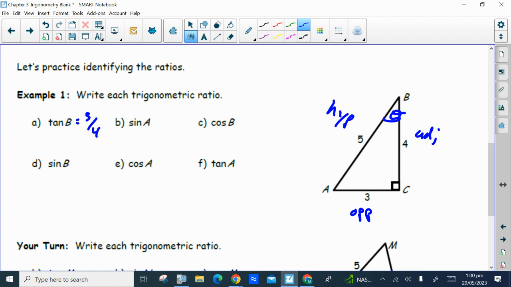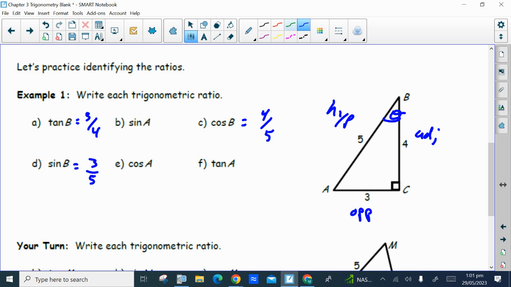Let's do all the angle B ones. So let's slide across and do the cosine of B. The definition of cosine is that it's adjacent over hypotenuse. So for that triangle, the adjacent side is 4 and the hypotenuse is 5. And then we want to do the sine of angle B. The definition of sine is opposite over hypotenuse. So that'll be 3/5. So there's your 3 ratios for angle B.